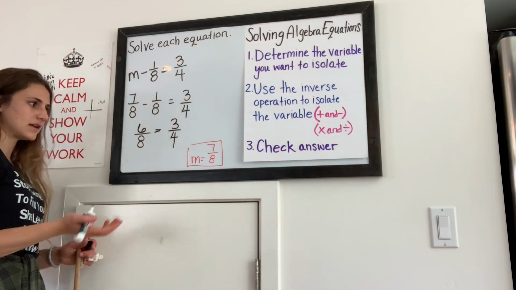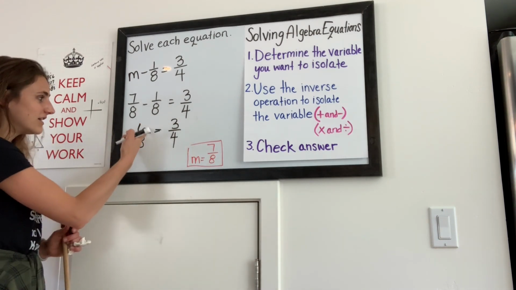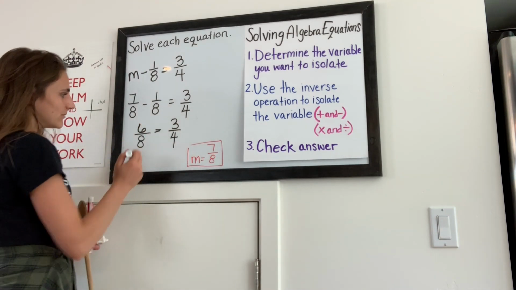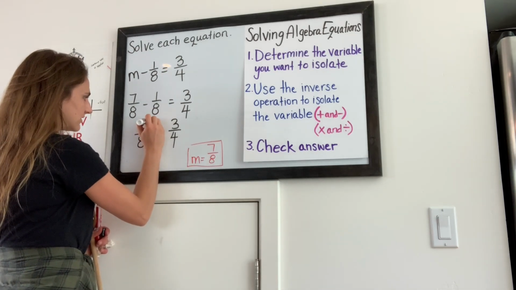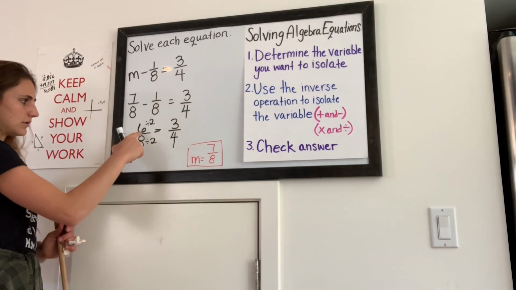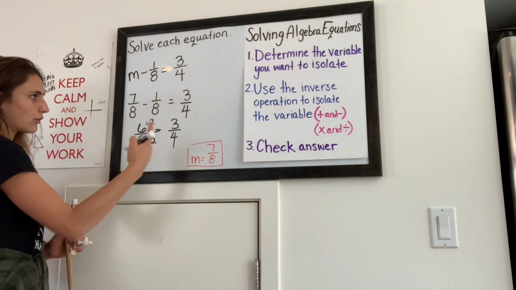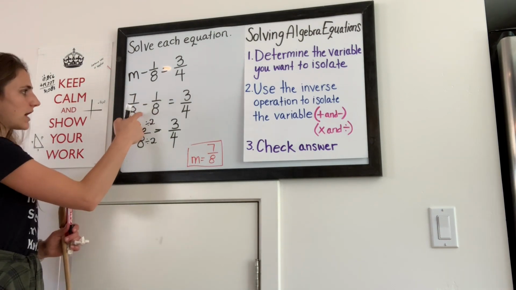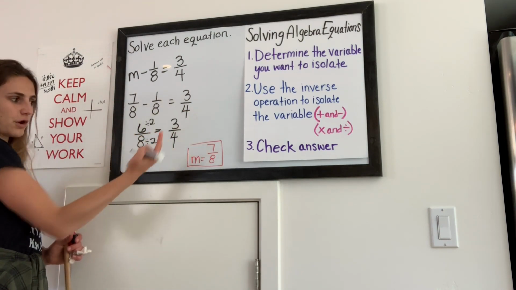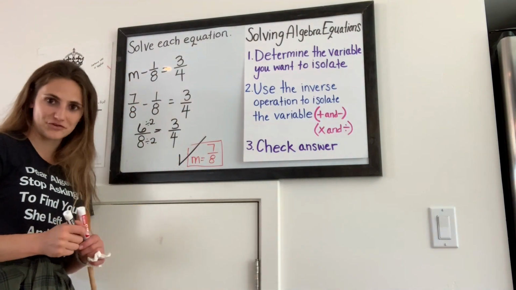Well, obviously, 6 over 8 is not the same thing as 3 over 4. However, 6 over 8 can be simplified. And if I were to take 6 and divide it by 2, and take 8 and divide it by 2, 6 divided by 2 equals 3, and 8 divided by 2 equals 4. So it's true, 7 over 8 minus 1 over 8 equals 3 over 4. So our answer is in fact correct. M does equal 7 over 8.